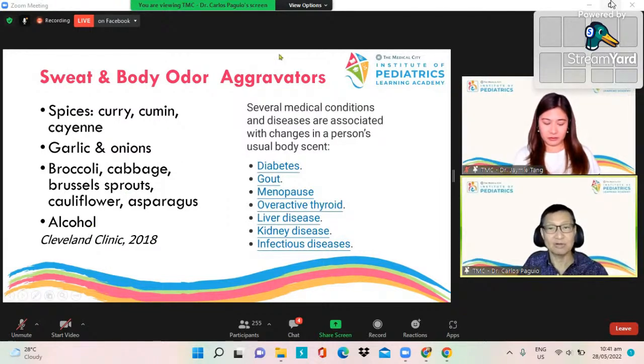And of course, alcohol. Also, if we have diabetes or other illnesses, and for women who are much older, not teens anymore, menopause, and liver or kidney diseases, our sweating and body odor really change. FYI.